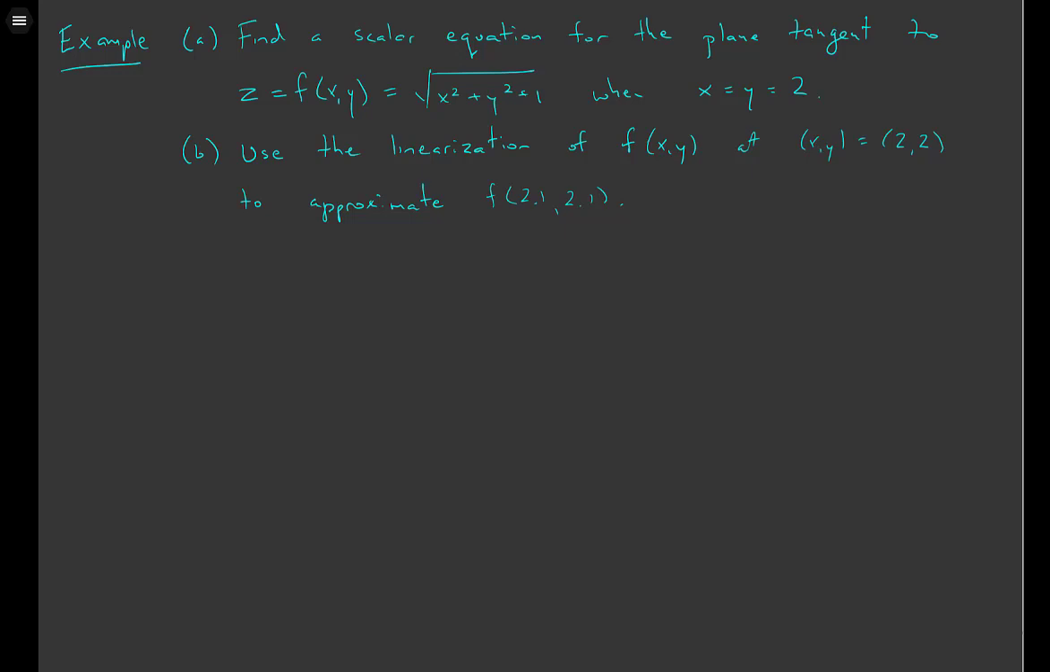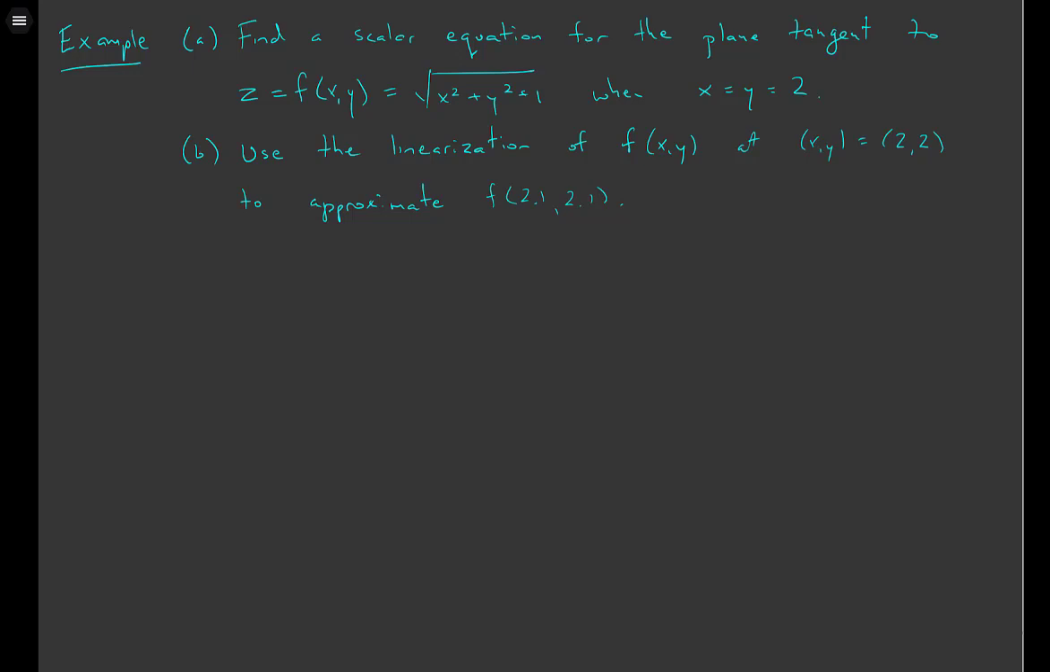This example has two parts to it, but we're actually only really going to need to do one big computation. In the first part, we're going to find a scalar equation for the plane tangent to the surface described by z equal to f of x and y equal to square root x squared plus y squared plus 1, when x and y are equal to 2.